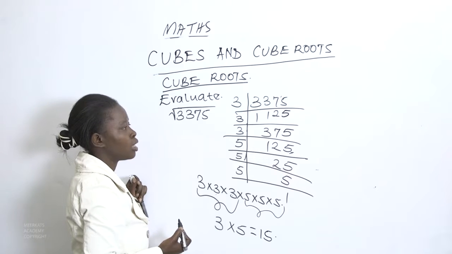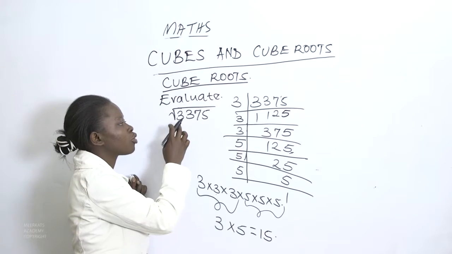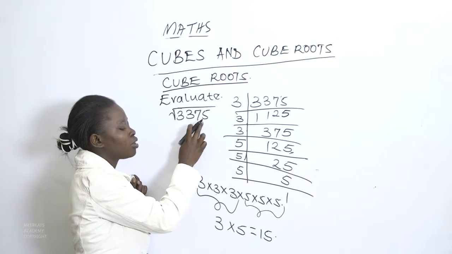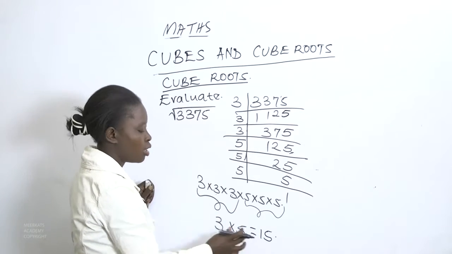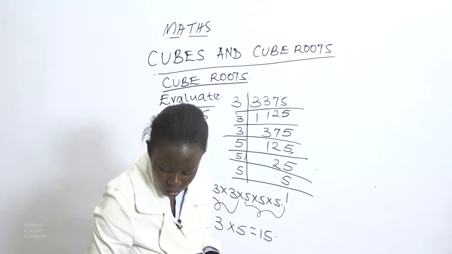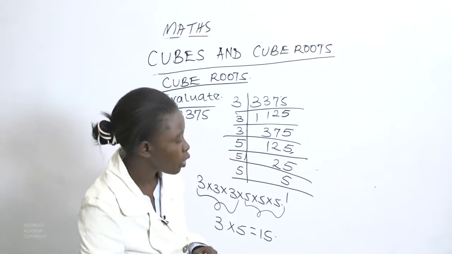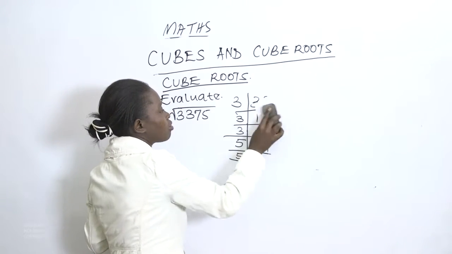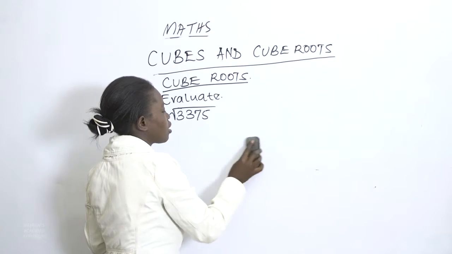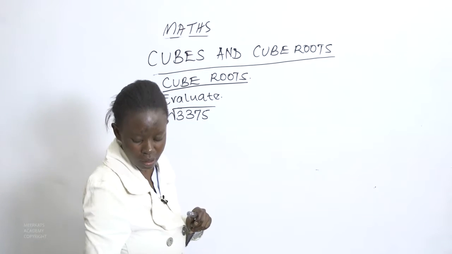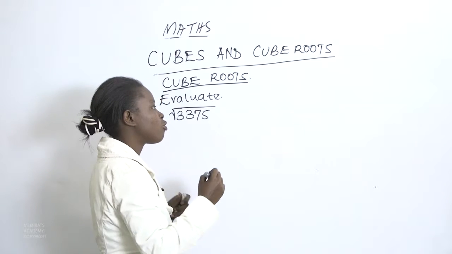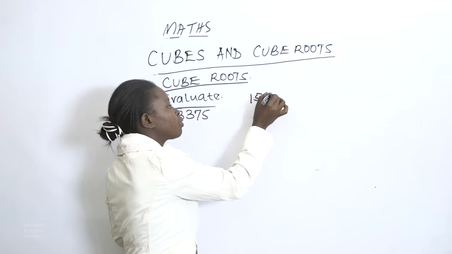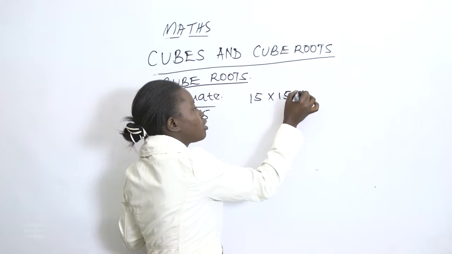So what does it mean? It means that the cube root of 3,375 is 15. So the task we are left with is confirming. Is it true that if I multiply 15 repeatedly 3 times, I will get 3,375? So let us confirm. 15 times 15 times 15.